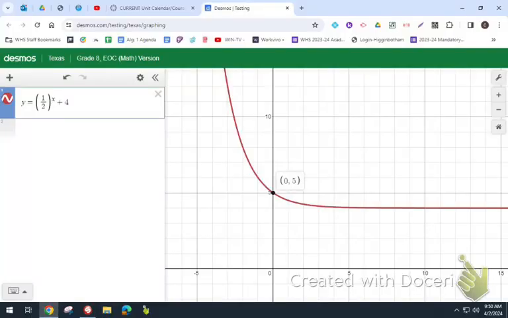So the graph is still above 4, even though our y values are decreasing. Those numbers are still greater than that there. So what I need you to be able to do, given a graph or given an equation, is define these attributes using Desmos or a graphing calculator. Easy? Okay? All right, let's talk about the table.